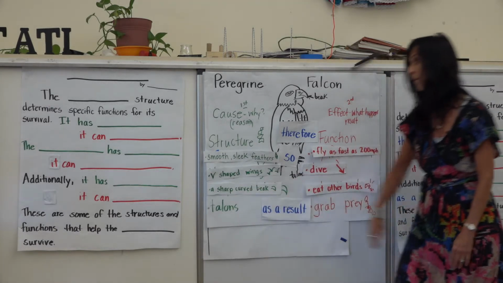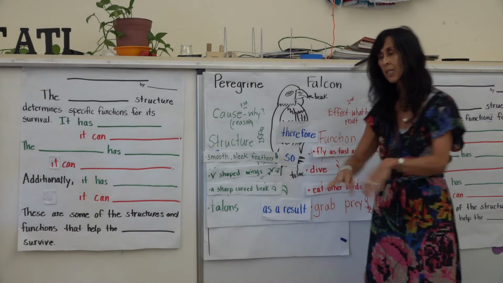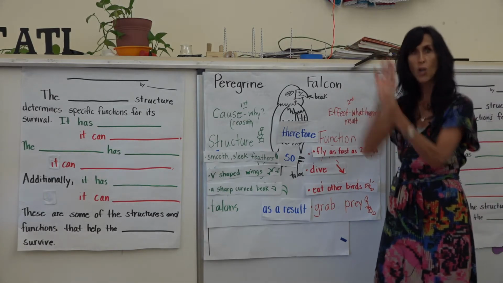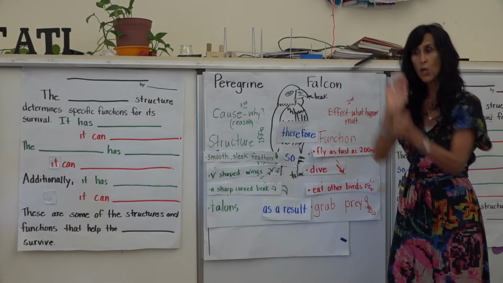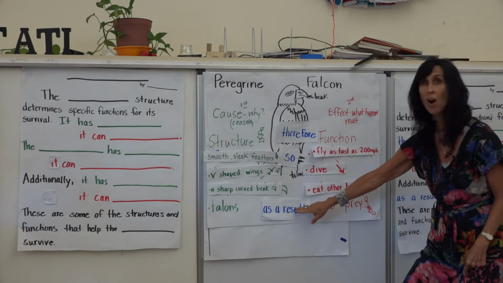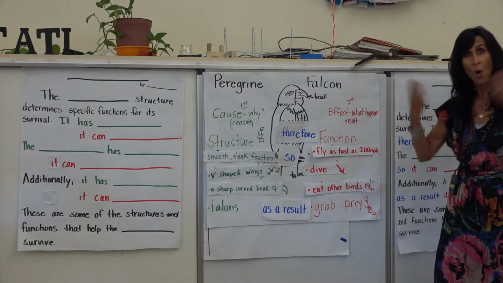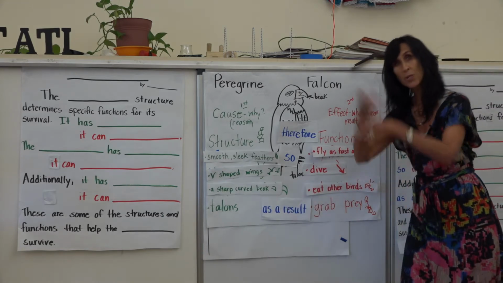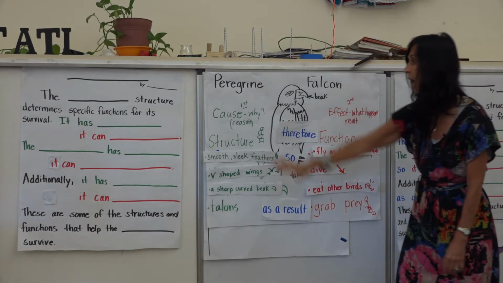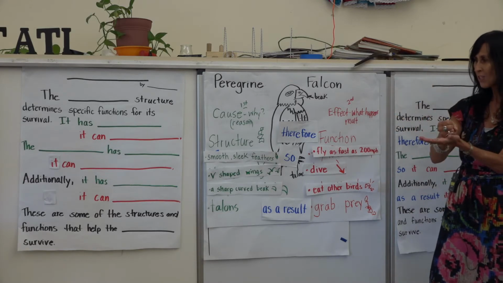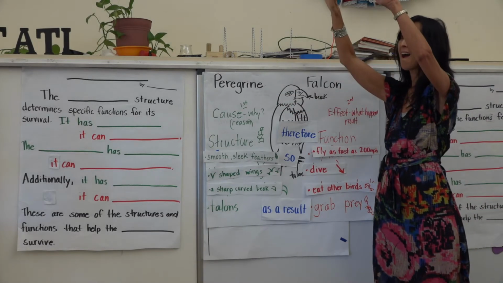Our final sentence that we're going to say today is, because this is our last fact that we're going to put in here, additionally, it has a sharp, curved beak. Say it with me. Additionally, it has a sharp, curved beak. Here's our cause and effect language. As a result, it eats other birds. What does it do? Say it with me. As a result, it eats other birds. These are some of the structures and functions that help the peregrine falcon survive.